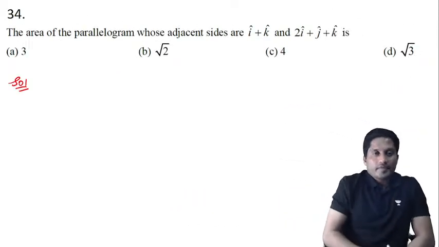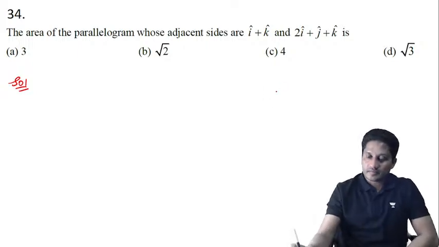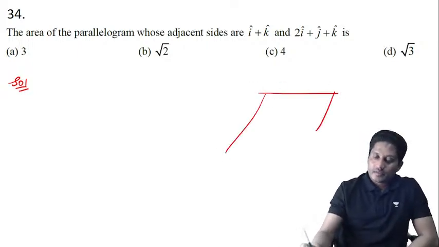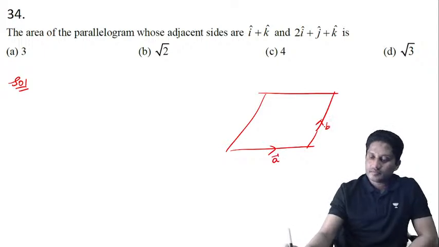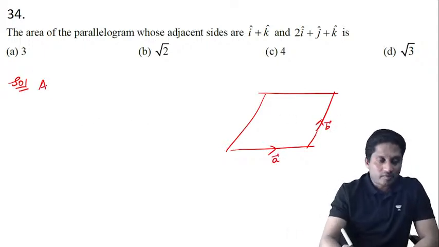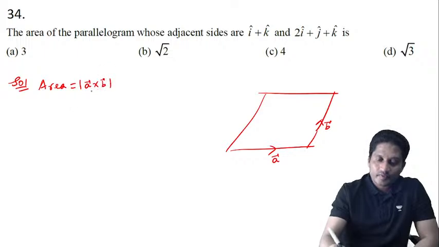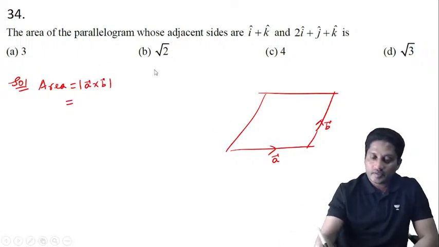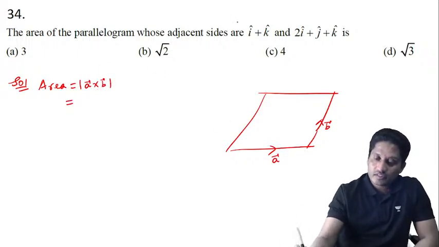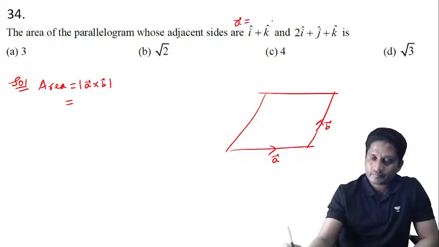Now, area of a parallelogram whose adjacent sides are given. Let's say you have a parallelogram, this is vector A, this is vector B. Area is equal to mod of A cross B. Okay, now I'll first find A cross B. This is vector A, this is vector B.